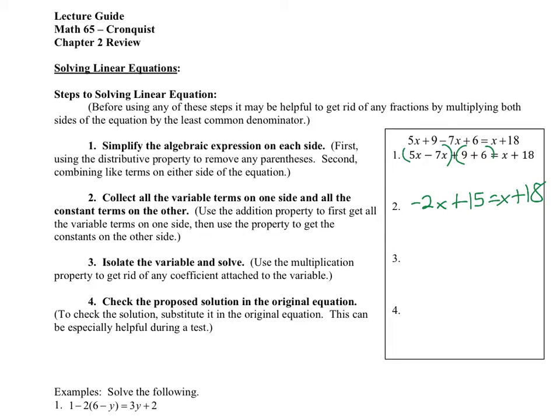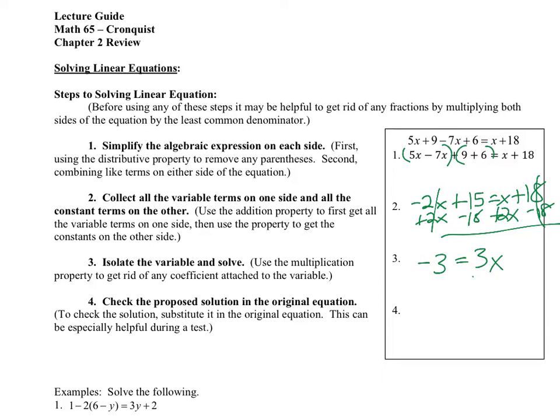Collect all variable terms on one side and all the constants on the other. Since I like positive numbers, I'm going to add the 2x to the other side and subtract the constant, since I need x's on one side and constants on the other. So plus 15, that's going to go away, and that's going to go away. Positive 15 and a negative 18 gives me negative 3, and that's equal to 2x plus 1x, which is 3x.